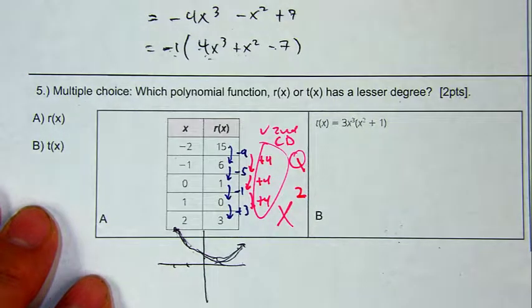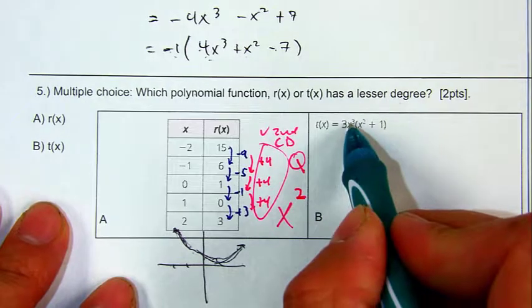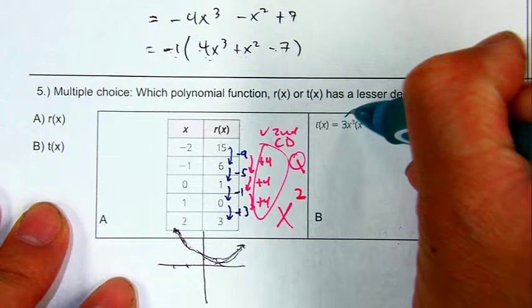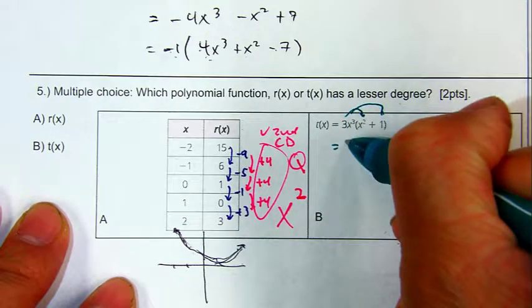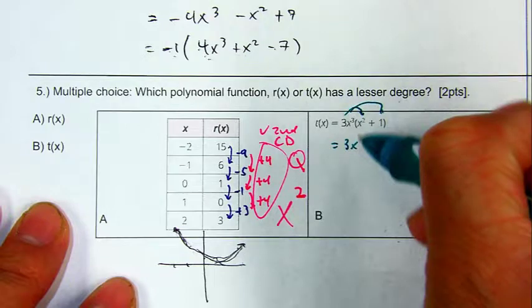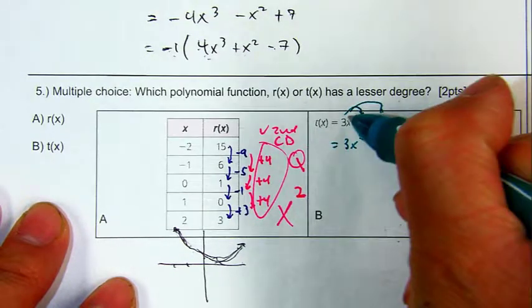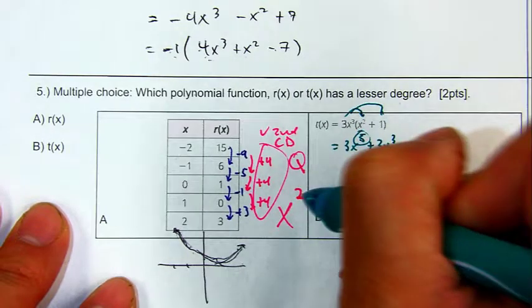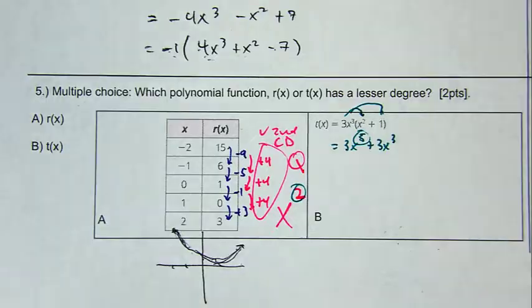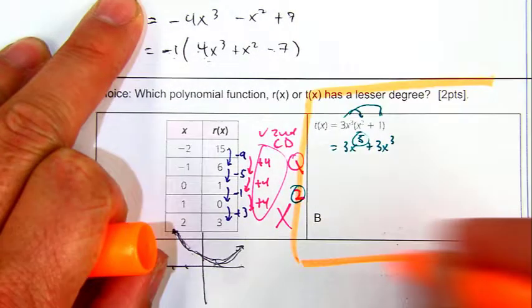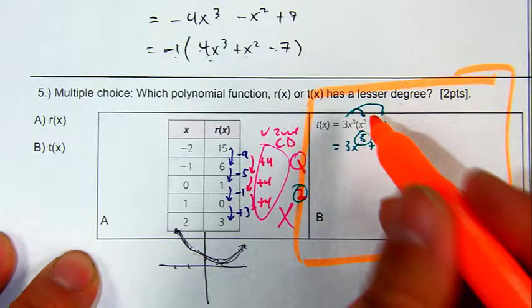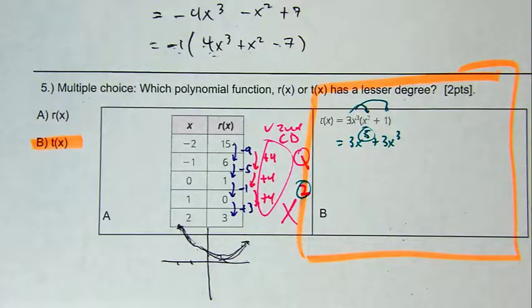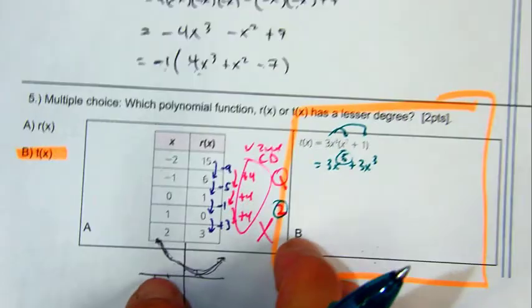Let's test the other side. Now, you could distribute all the way through. 3 times this would be 3. X times x, we add the same base. 3 plus 2 is 5. And then 3x cubed. My highest degree there is a 5. So I have 5 and a 2. Therefore, the highest degree in this problem is this part over here. And that would be t of x. So 5 questions times 2 gives you 10 multiple choice.